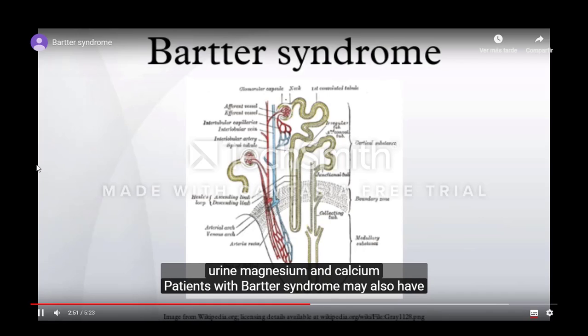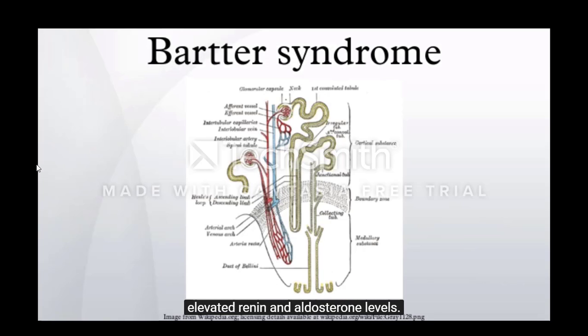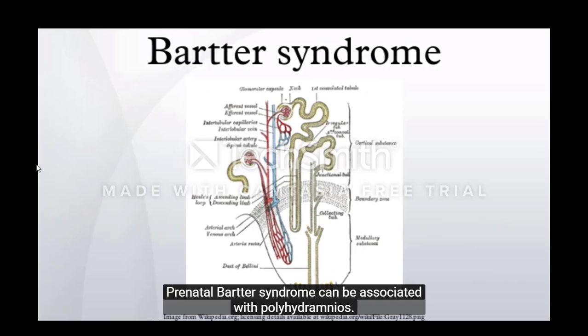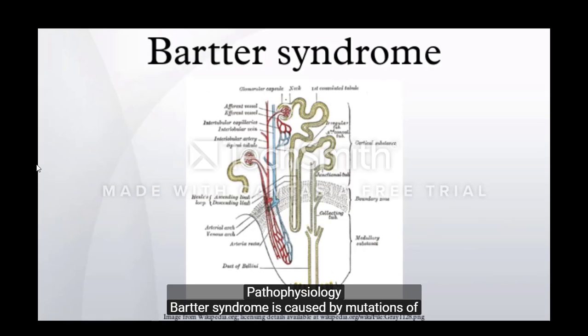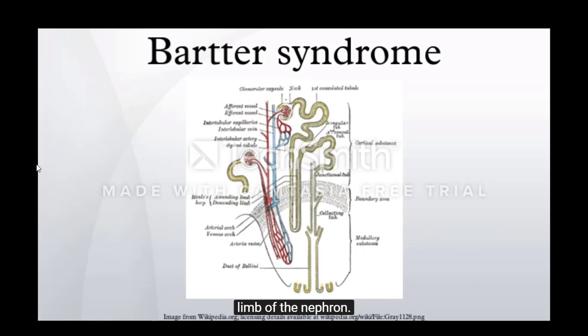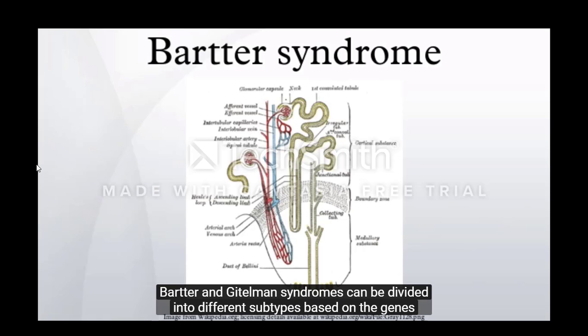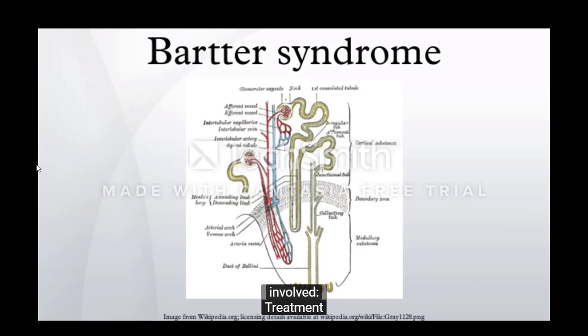Magnesium deficiency and calcium deficiency: these patients will also have low serum and urine magnesium and calcium. Patients with Bartter syndrome may also have elevated renin and aldosterone levels. Prenatal Bartter syndrome can be associated with polyhydramnios. Pathophysiology: Bartter syndrome is caused by mutations of genes encoding proteins that transport ions across renal cells in the thick ascending limb of the nephron. Bartter and Gitelman syndromes can be divided into different subtypes based on the genes involved.